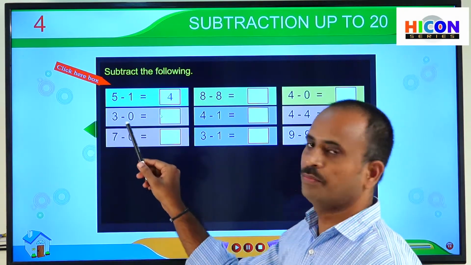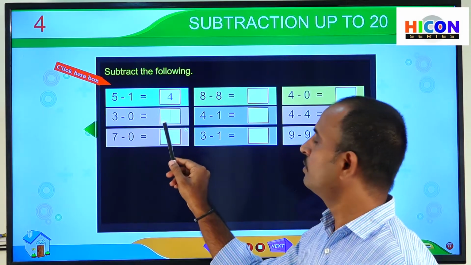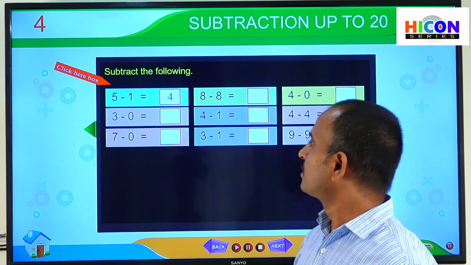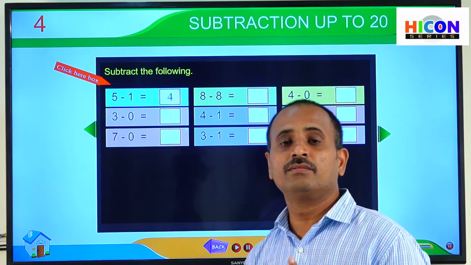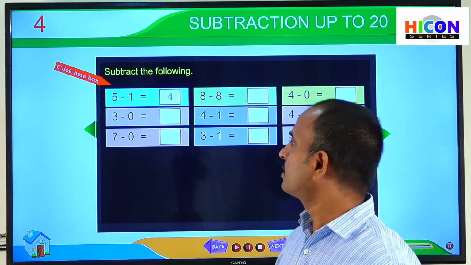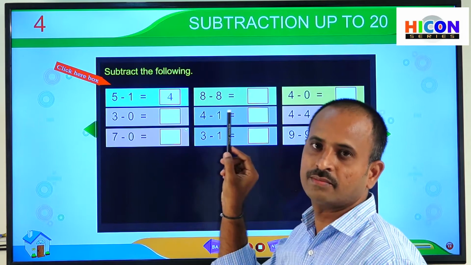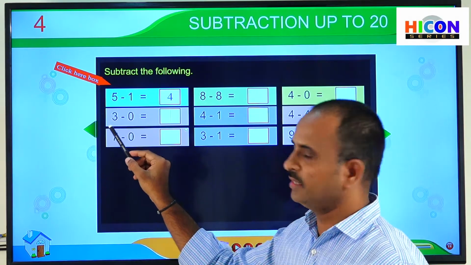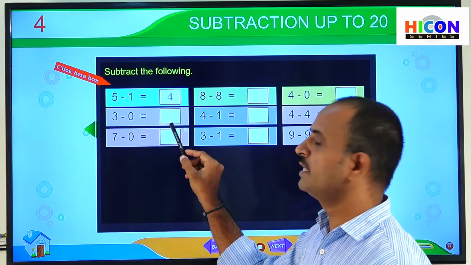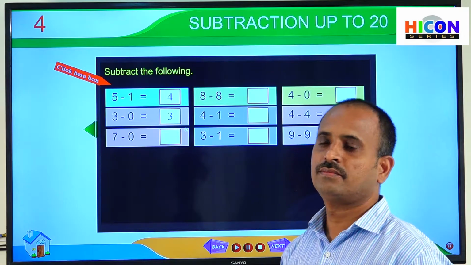Next, the second example: 3 minus 0 is equal to dash. If we subtract 0 from any number, how much will we get? According to subtraction facts, if we subtract 0 from any number, we again get the same number. So if we subtract 0 from 3, we again get 3 as the answer. Write 3 in this box.